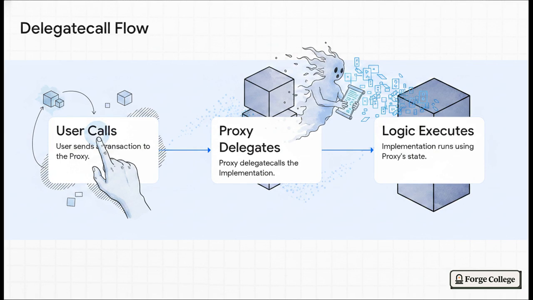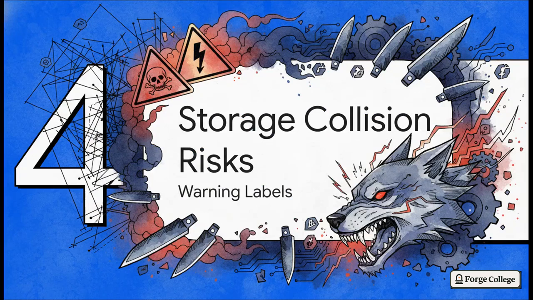Step 1. The user sends a transaction to the proxy. Step 2. The proxy says, hey, I don't have the logic for this. Let me delegate call the implementation. Step 3. The implementation code executes. But because it's a delegate call, any changes it makes to the variables are saved right back into the proxy state, not the implementation's. The implementation is just this transient ghost that possesses the proxy for a millisecond, does the math, and then leaves.